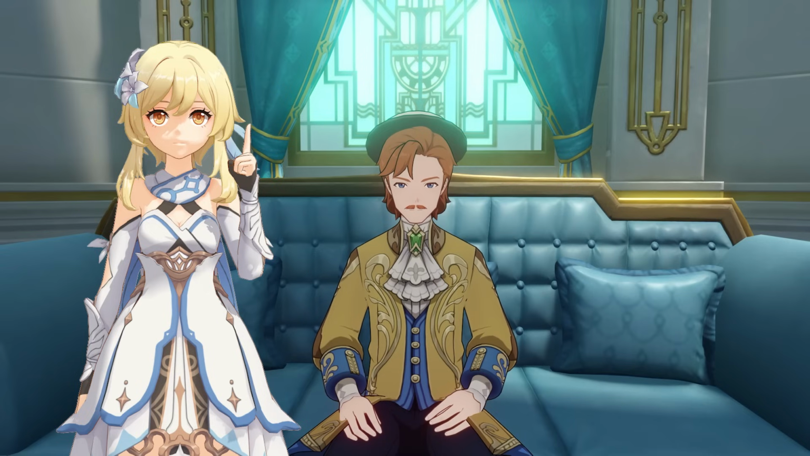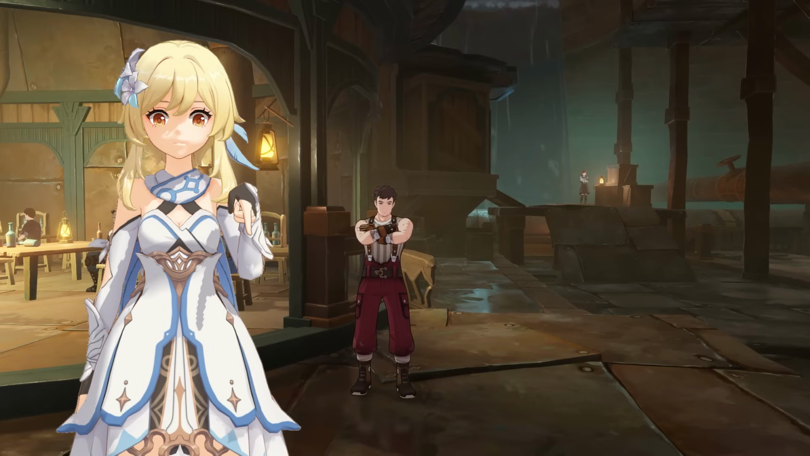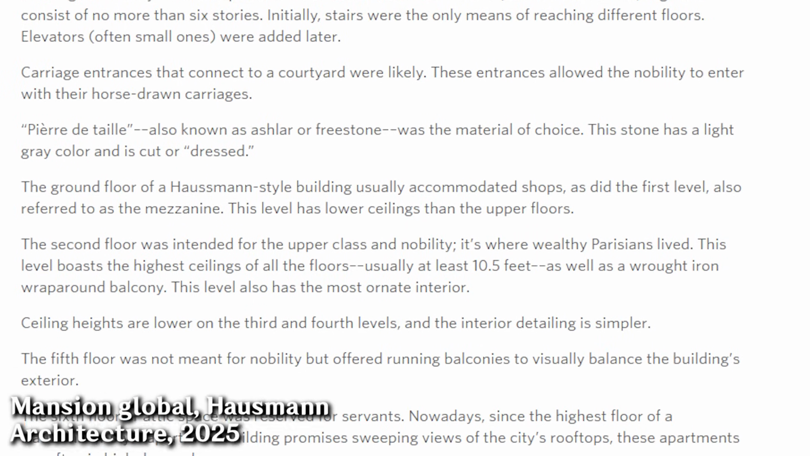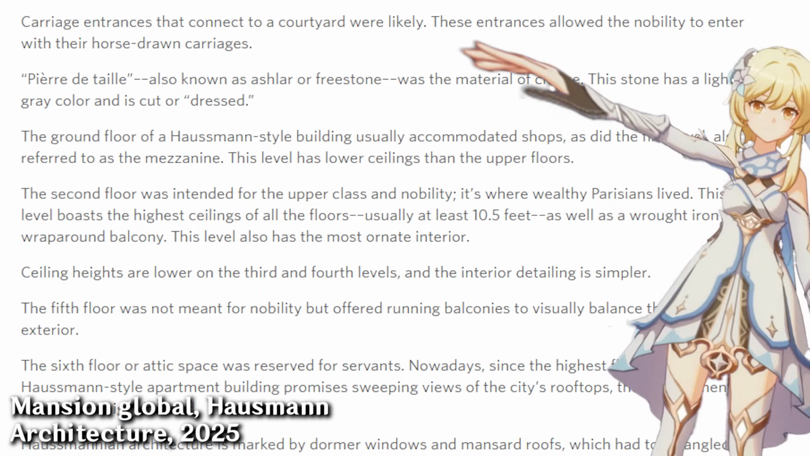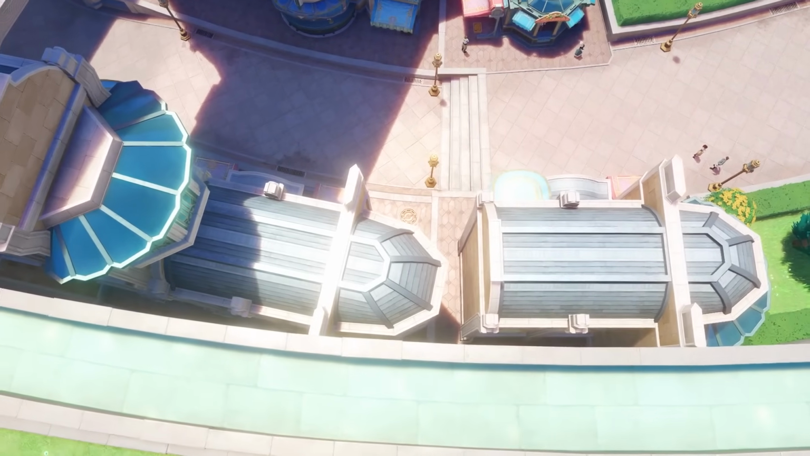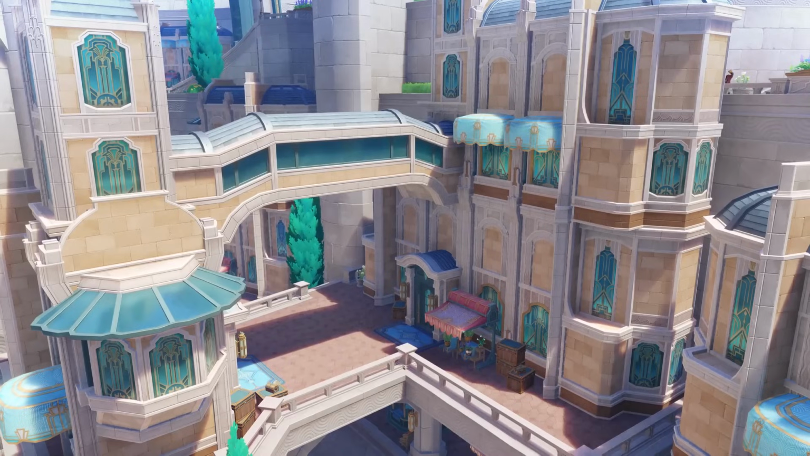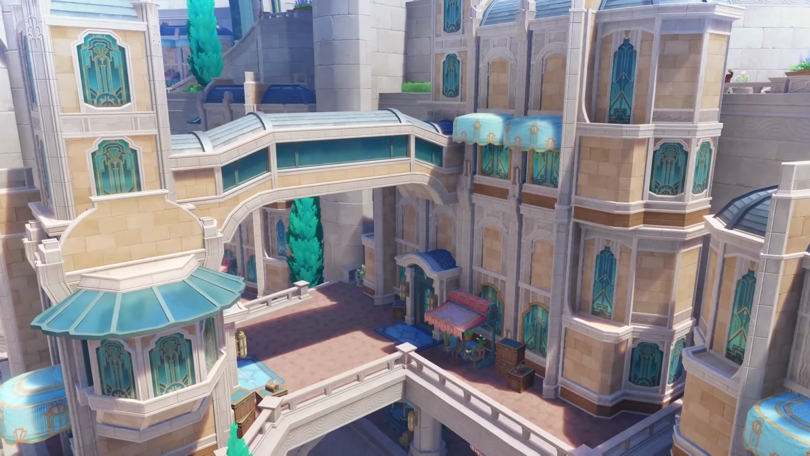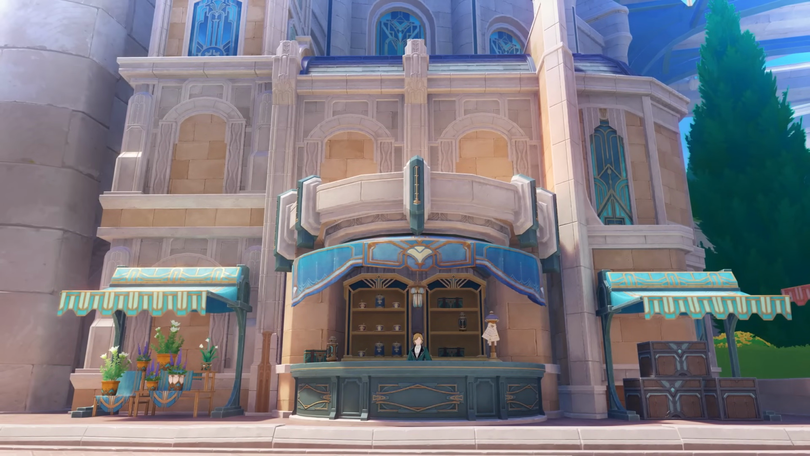There's even a distinction shown between the upper class and the lower class of Fontaine. First class apartments were comprised of courtyards, gardens, and so on. We can't really see if these places have gardens, but the biggest difference is that they don't have shops on the ground floor. This is for second-class buildings.